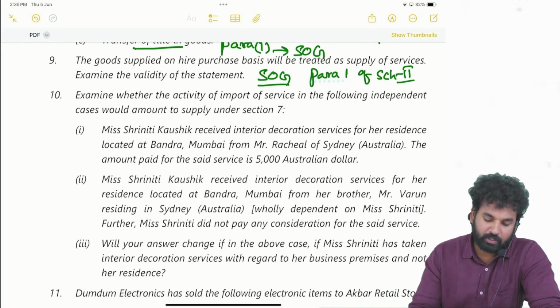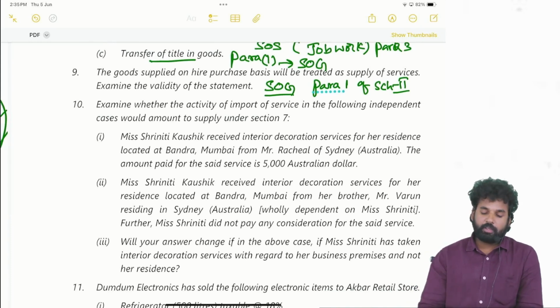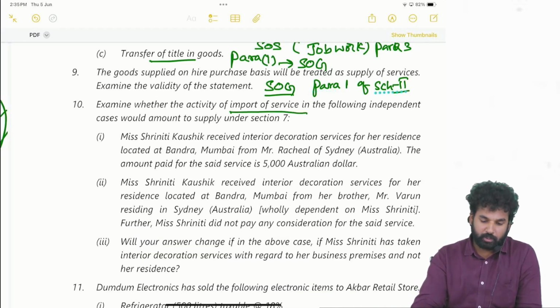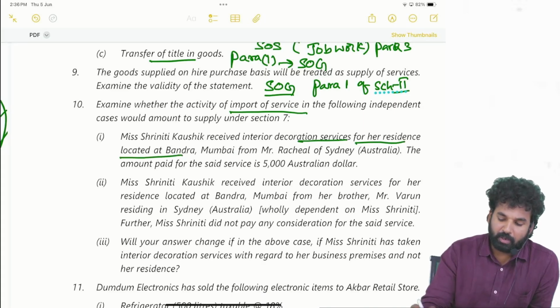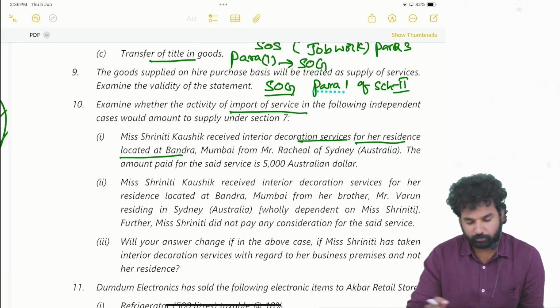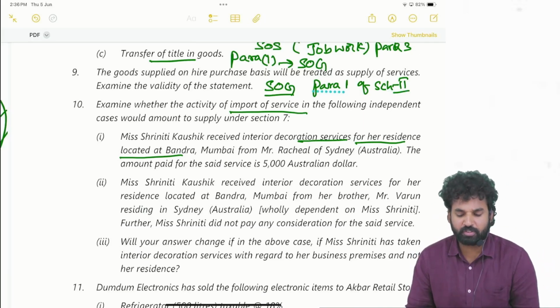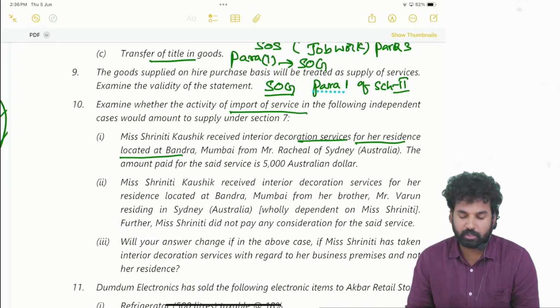Okay. Examine whether the activity of import of service in the following independent cases would amount to supply under Section 7. As per Section 7, we need to examine whether importation of service in the following independent cases amounts to supply or not. Miss Srinidhi Kaushik received interior decoration services for her residence located at Bandra, Mumbai from Mr. Richella of Sydney, Australia. The amount paid for the said service is $5,000. Importation of service, whether it will come under supply or not.